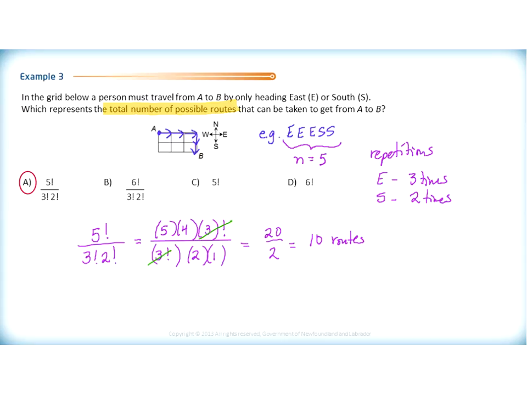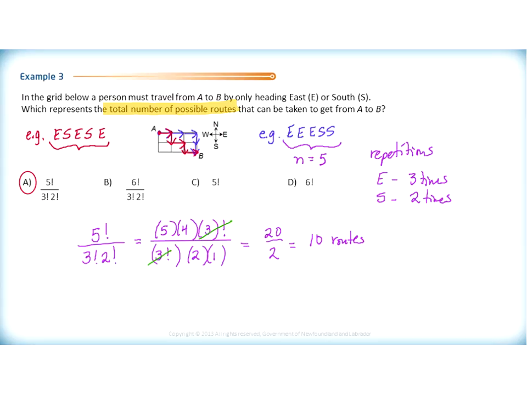I just chose one example there, but I'd like to show you another one as well. If I begin at A and I travel east, and then I go south, then I travel east again. Then I could travel south, and then I go east again. Notice that you still have N equals 5, because you're going to travel east 3 times and south twice. So the repetitions are also the same. That will be the case no matter what path or what route you choose to take.